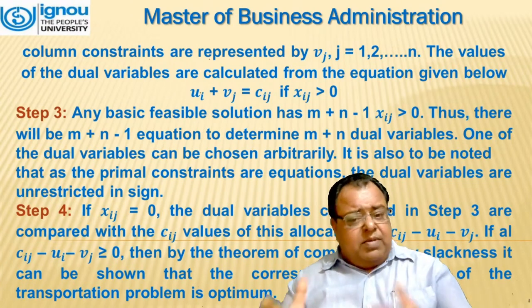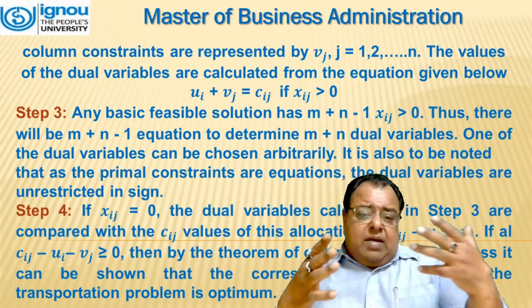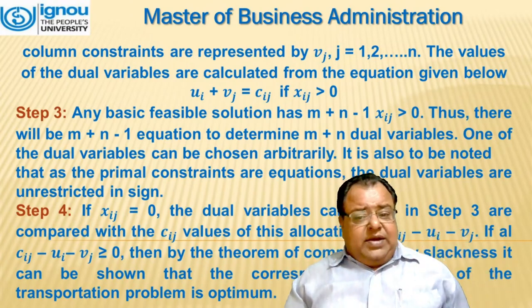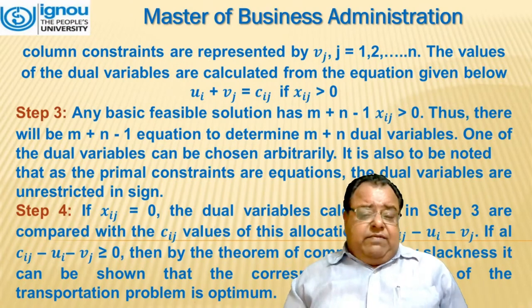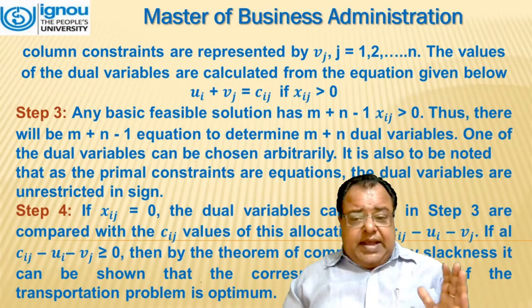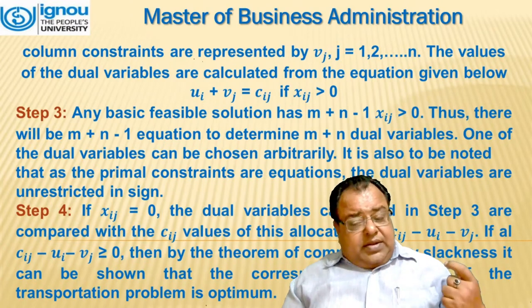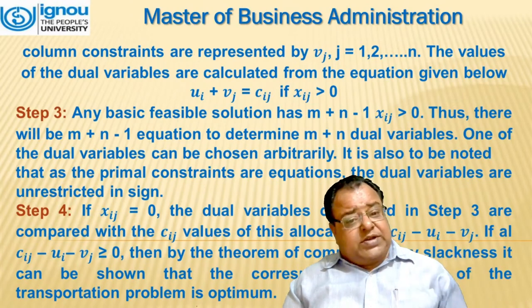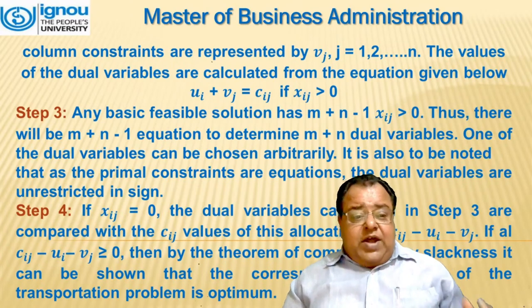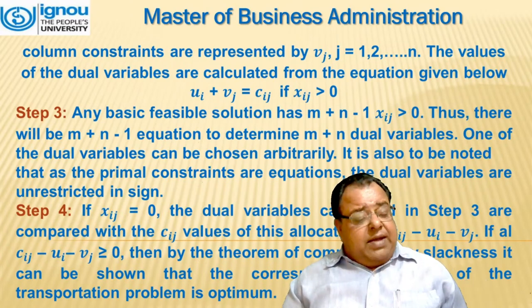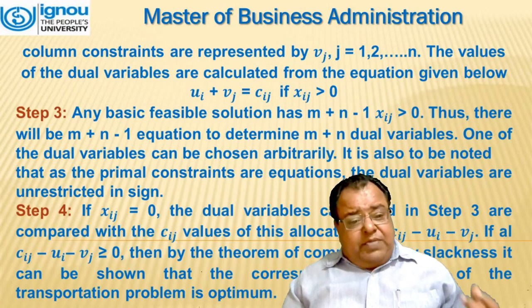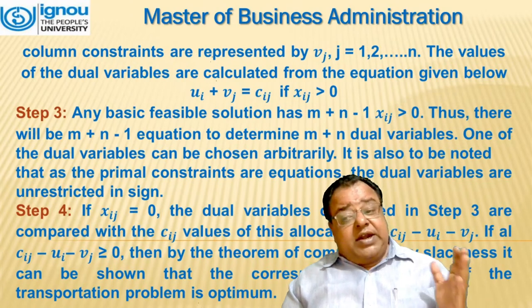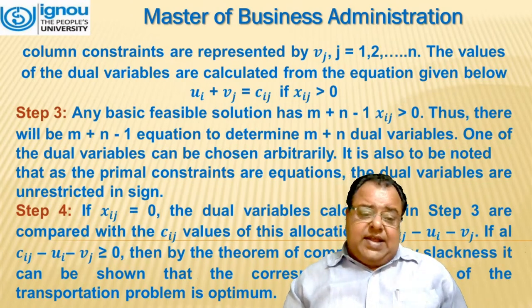We will be going through the problem, then we will be in a position to understand all these terms that we are discussing right now. Any basic feasible solution has m plus n minus 1 basic variables. Thus, there will be m plus n minus 1 equations to determine m plus n dual variables. One of the dual variables can be chosen arbitrarily. It is also to be noted that as the primal constraints are equations, the dual variables are unrestricted in sign.